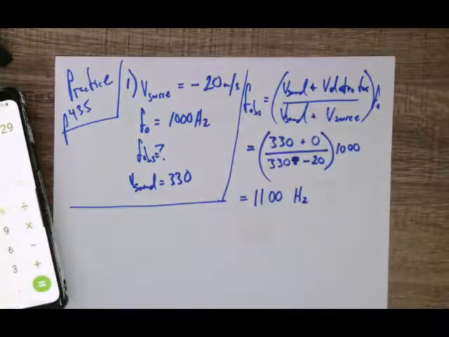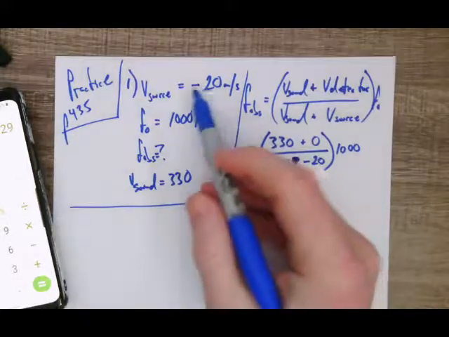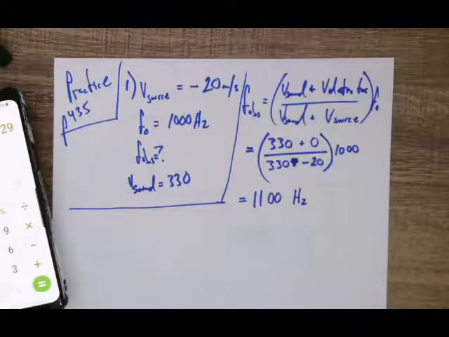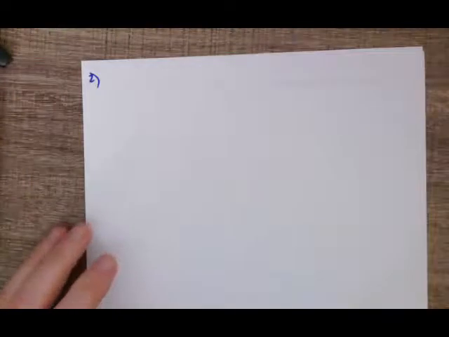Cool? That's first practice. Relatively straightforward with this formula. You just got to remember the positive and negative. You got to read the question carefully to see is this coming or is this going? Sometimes they word it a little bit tricky.